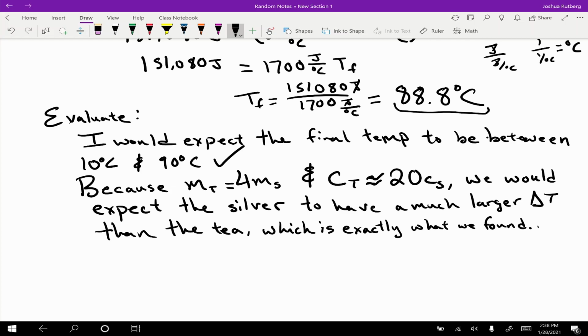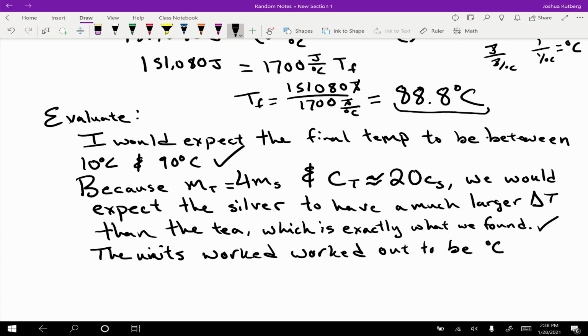Also goes without saying that the units worked out to be degrees Celsius. And notice that I showed the units in every step. I didn't just do all of my math and then assume I would get the correct units. You can't just say you have the right units unless you show that those units are consistent with the math that you did.